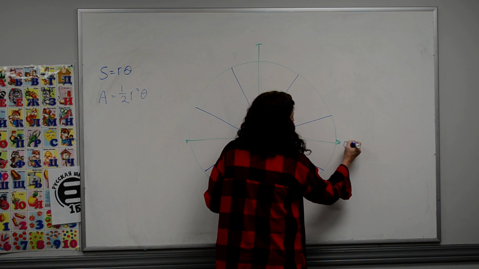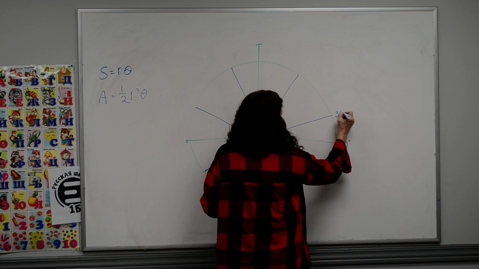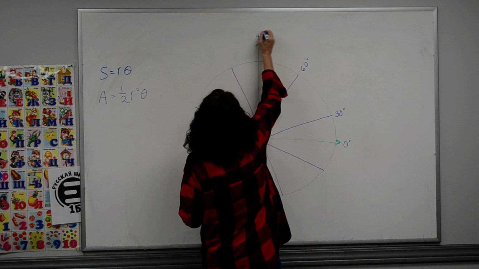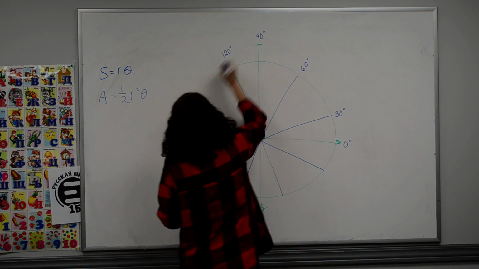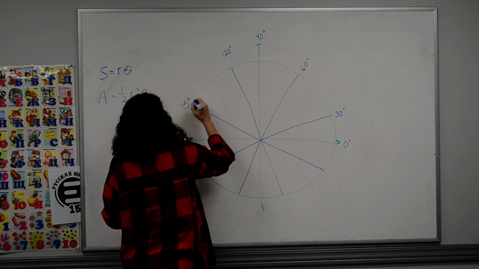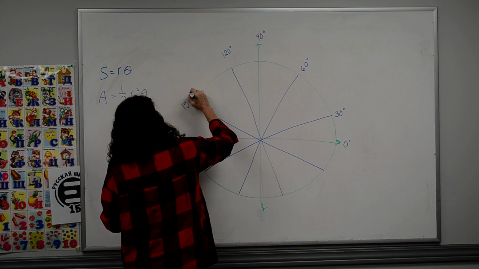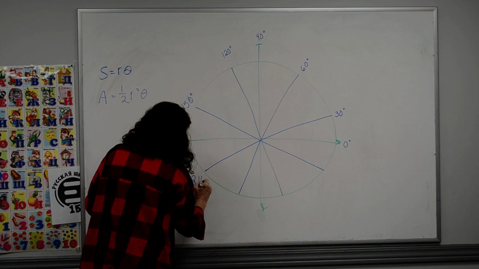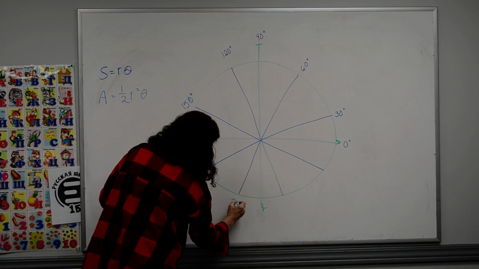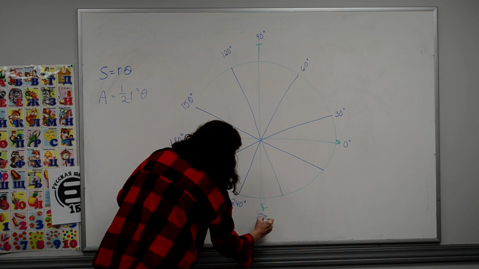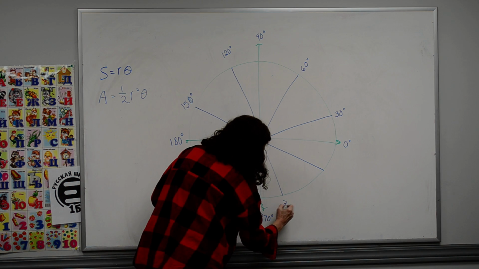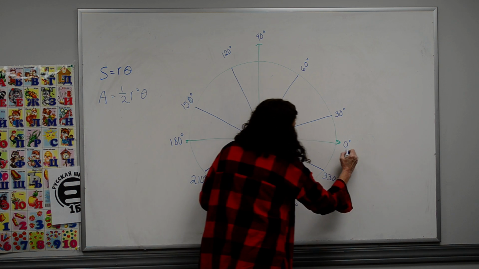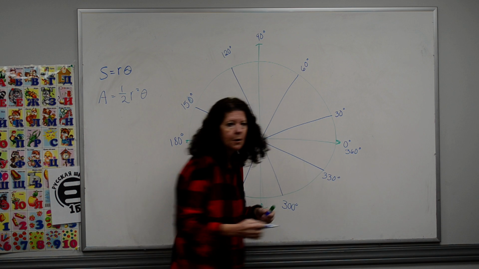So this is 0, I'm going to start with degrees, this is going to be 30 degrees, this is going to be 60 degrees, 90 degrees, 120, 150, 180, 210, 240, 270, 300, 330, and back to 360. Okay, so far so good, right?